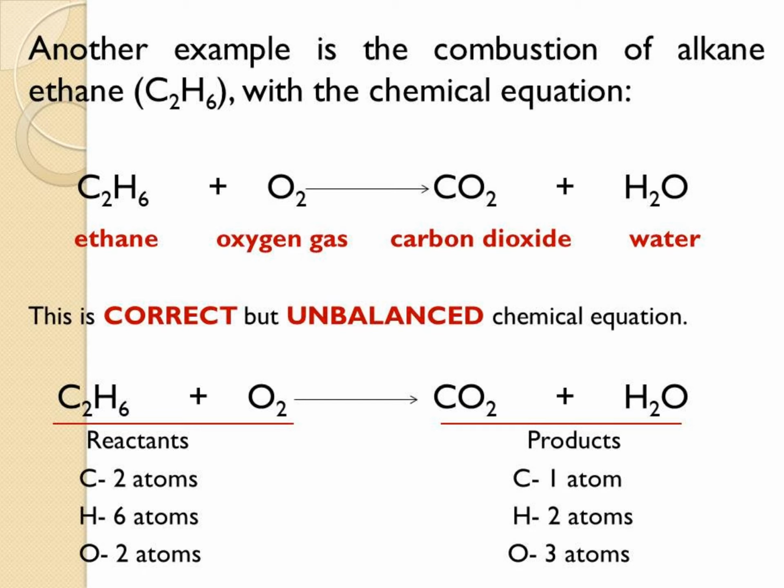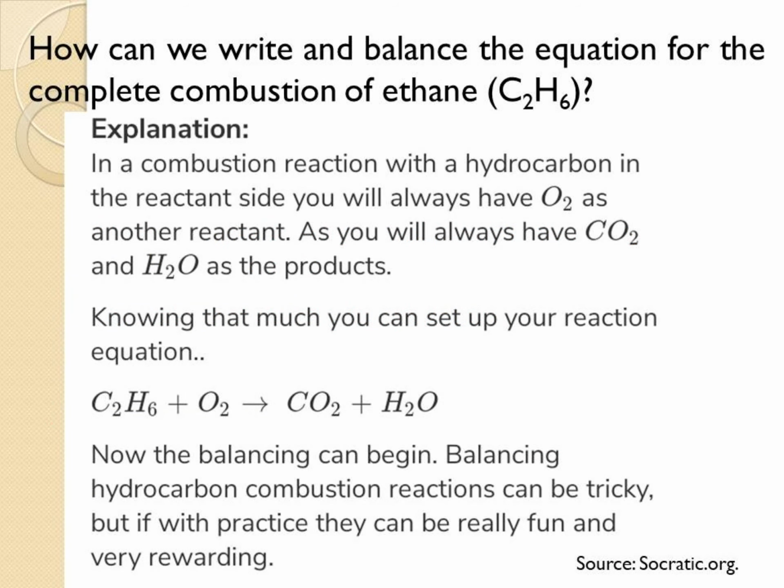Hydrogen, 6 atoms on the reactant side, 2 only in the product side. And oxygen, on the reactant side you have 2 atoms, while there are 3 atoms on the product side. So it's unbalanced. So how can we write and balance the equation for the complete combustion of ethane? There is an explanation here from the source Socratic.org.